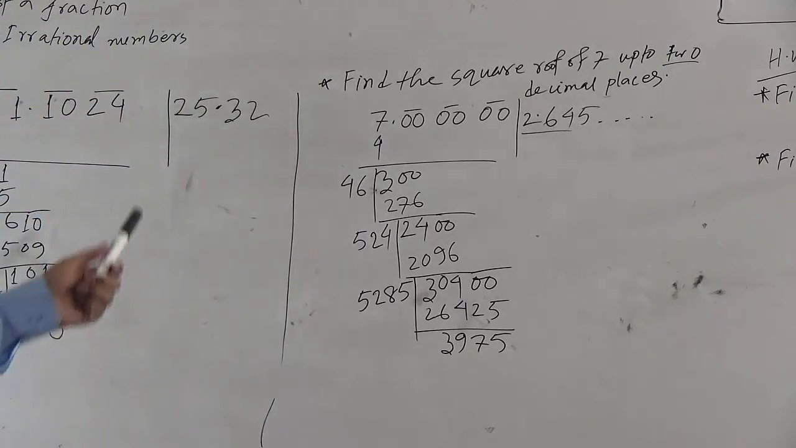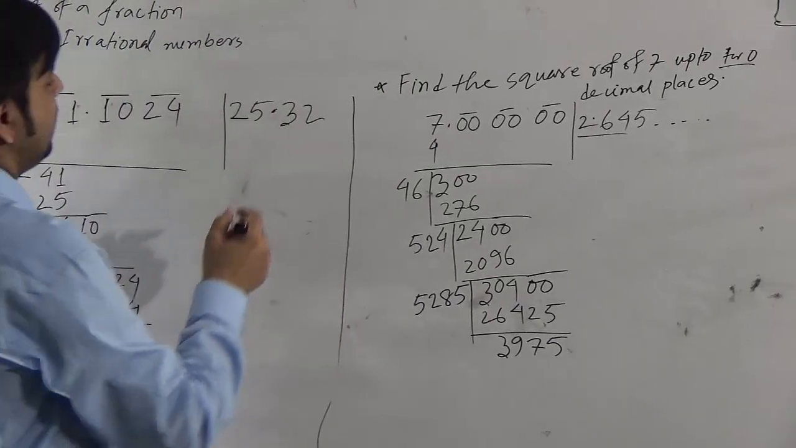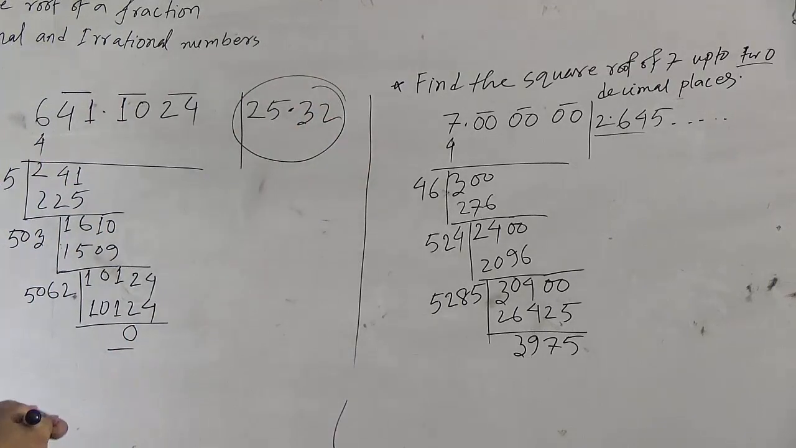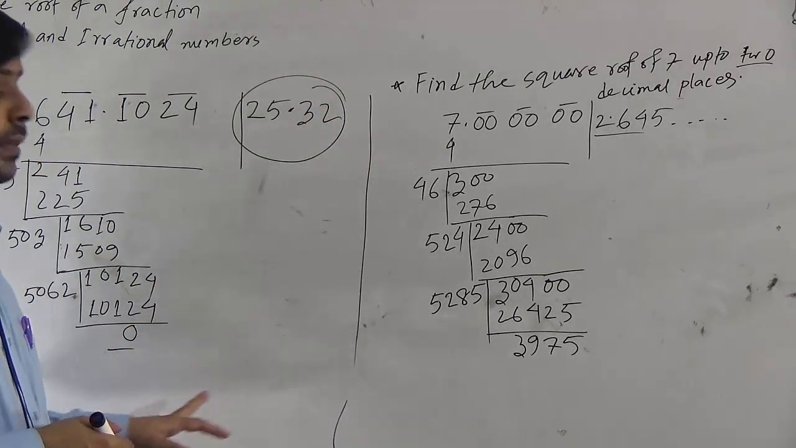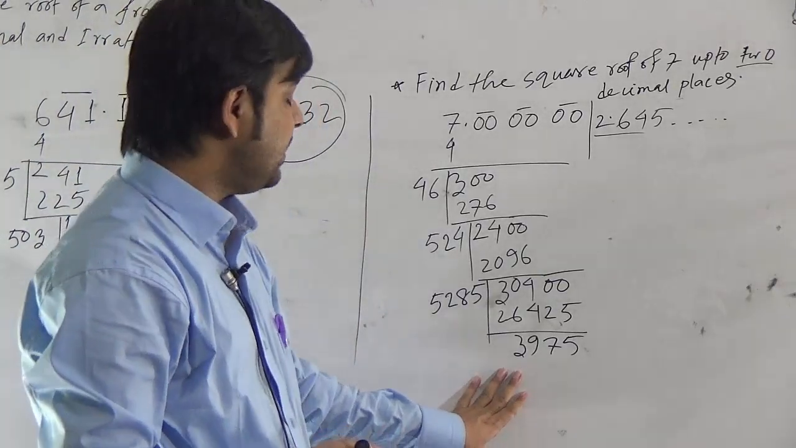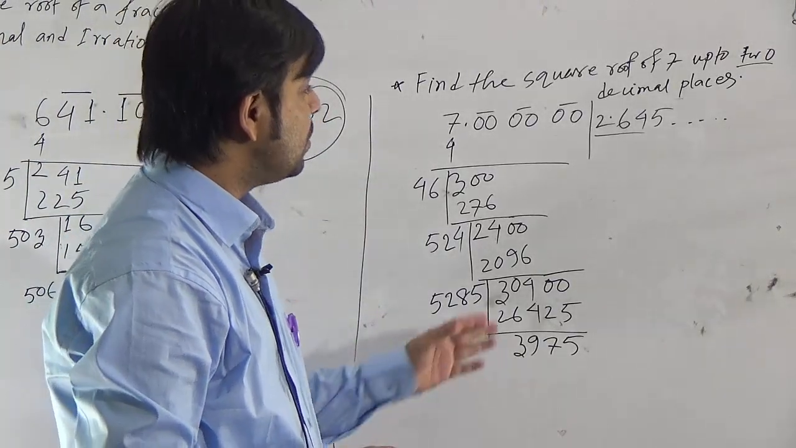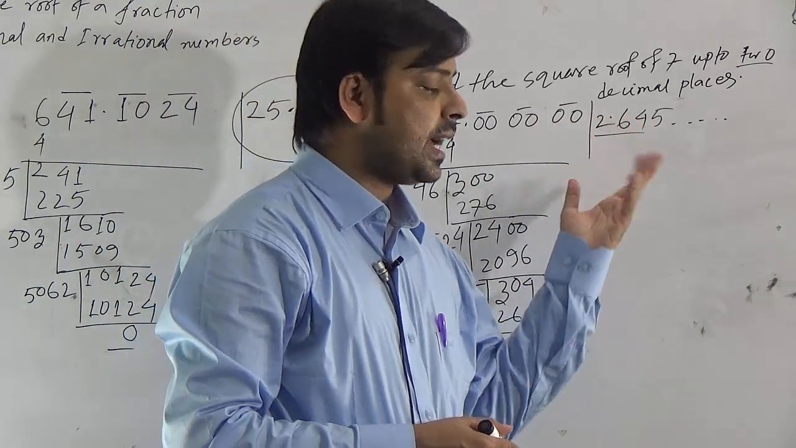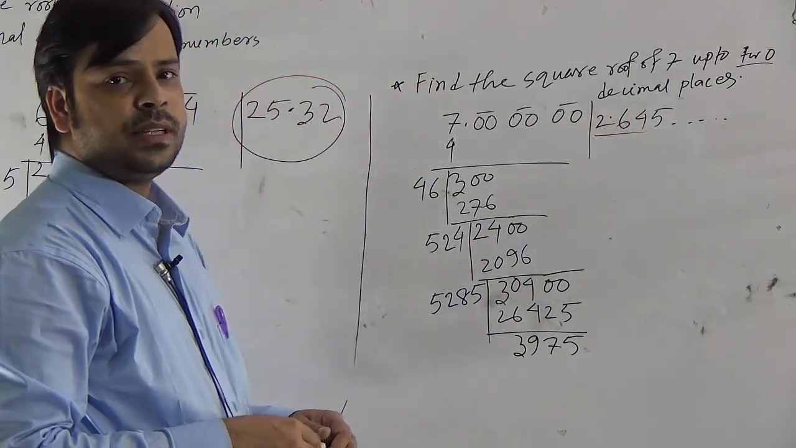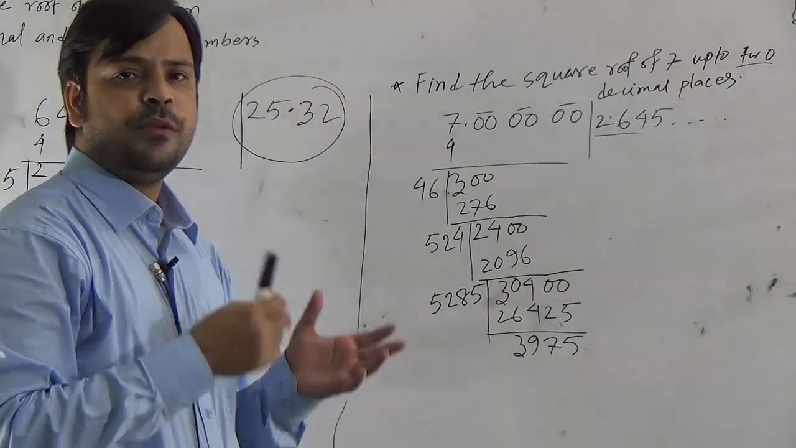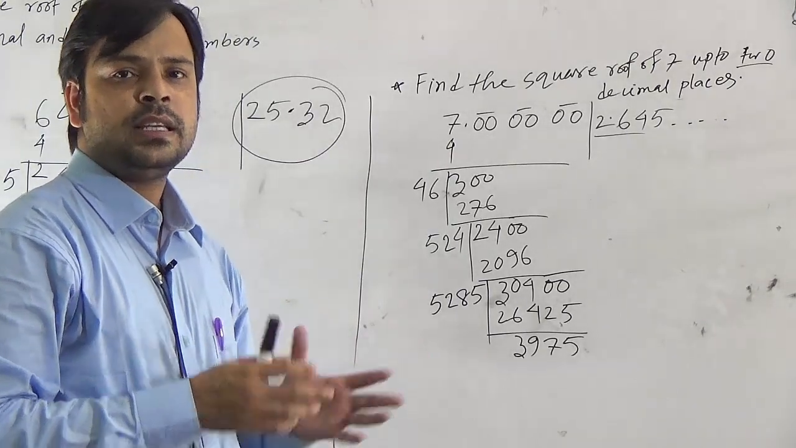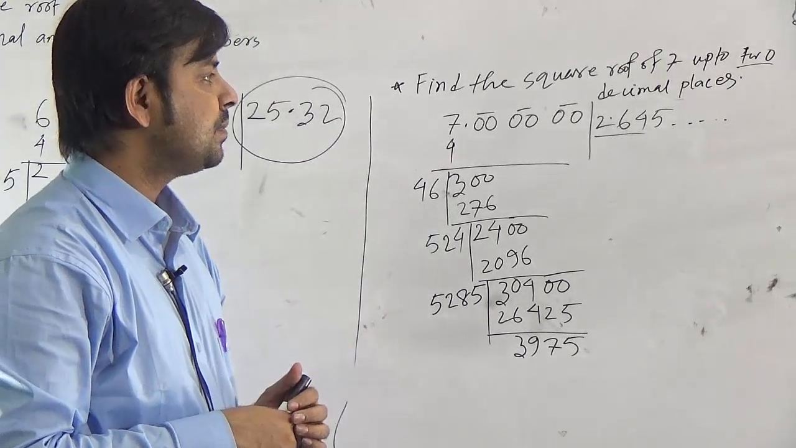Dear students, if you observe this square root, this is finished here as the remaining is 0 here, but this is not finished. Here is remaining. As here is remaining, so this will continue. If you get this type of square root, at that time you may fix how many digits or how many places after the decimal you want to write.